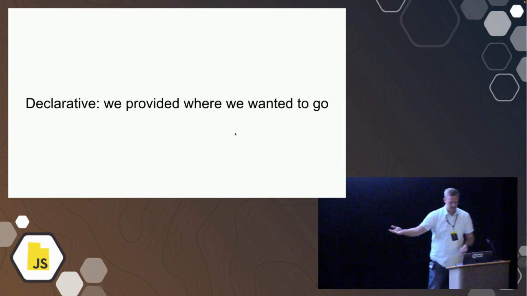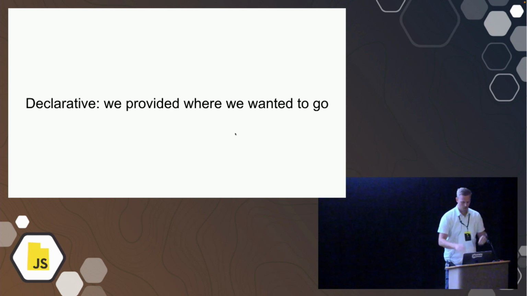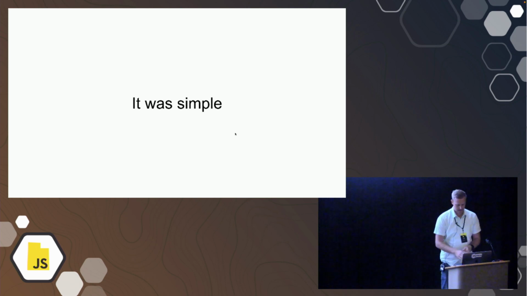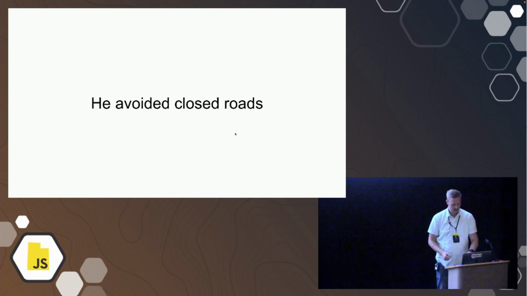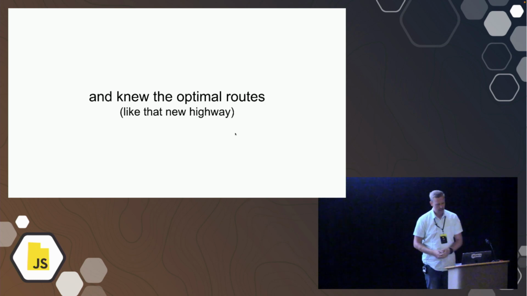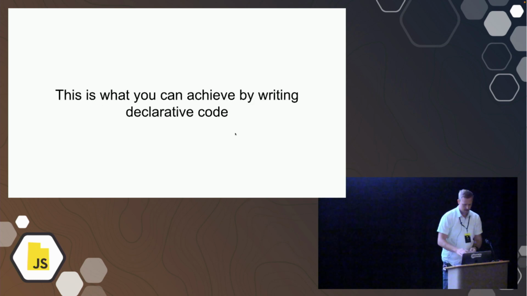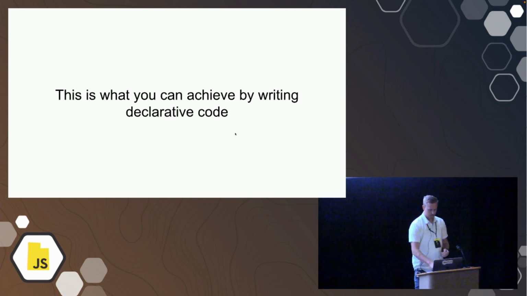Now, in the declarative example, we just provided where we wanted to go, the end state we wanted. It was simple. We were able to just sit back, relax, let the expert do what he does best. The taxi driver was in charge of the how, and he avoided closed roads and knew the optimal routes, like that new highway we saw. This is the kind of thing you can achieve by writing declarative code.